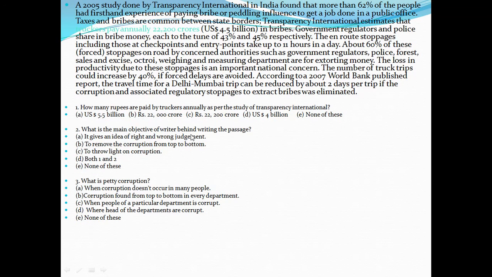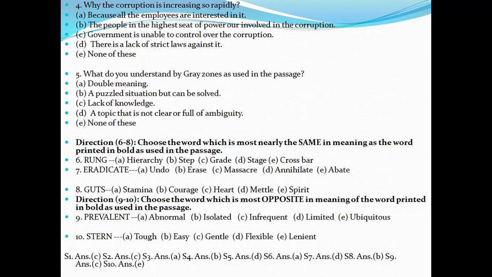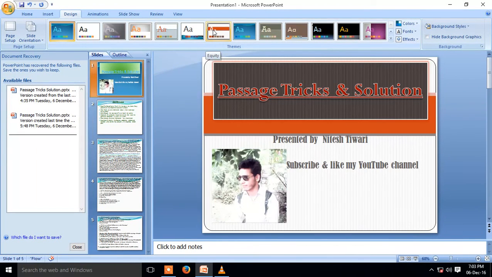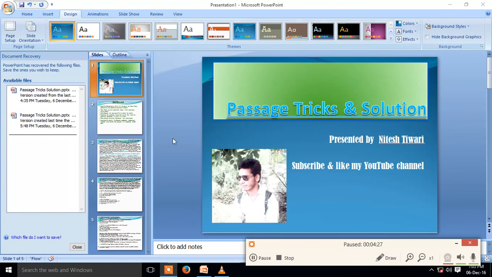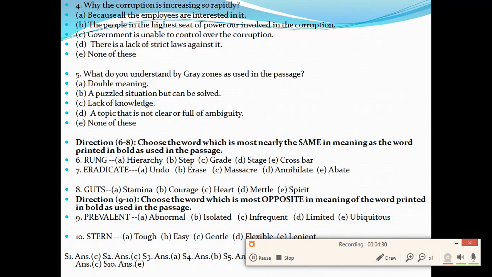The third question is what is petty corruption. You should write down "petty corruption" in your notebook. We go to the next page. Here the fourth question is why the corruption is increasing so rapidly. Then you should write down the keywords "corruption increasing rapidly". And the fifth question is what do you understand by grey zones as used in this passage. You have to write down the keywords "grey zones".